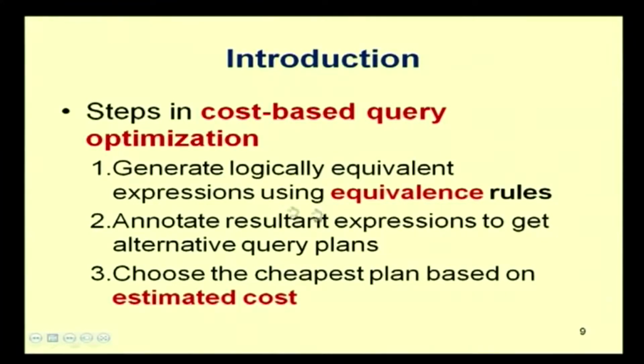Generate logically equivalent expressions using equivalence rules. We are going to see these equivalence rules as we go along. Annotate the resultant expressions to get alternative query plans, and then choose the cheapest plan based on what? Based on the estimated cost. So, the cost is what we are going to decide.